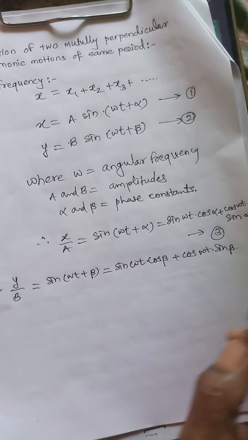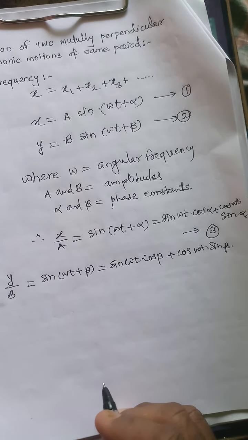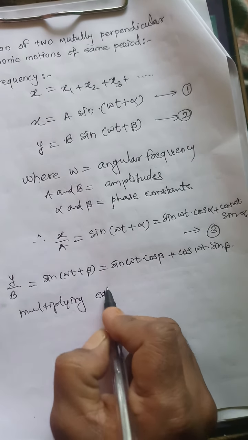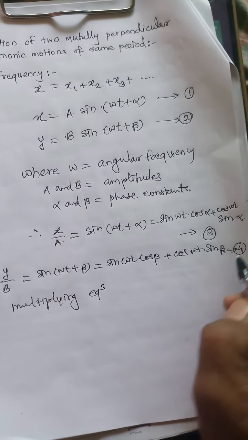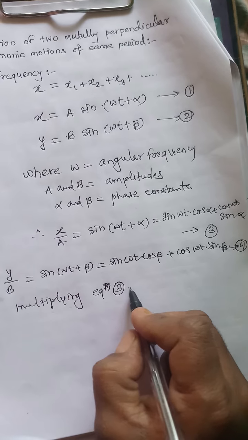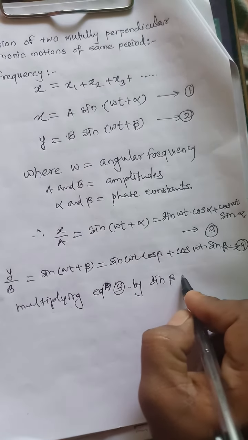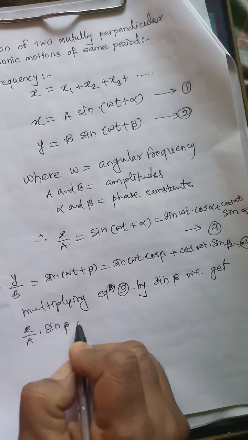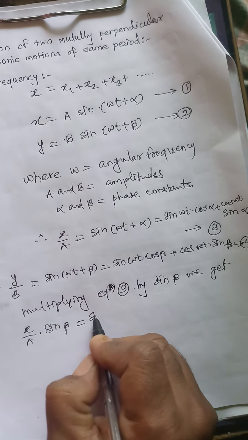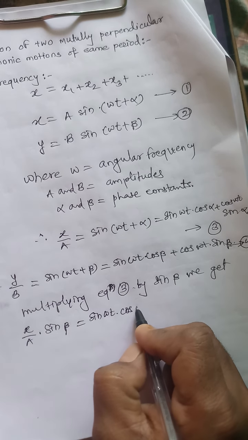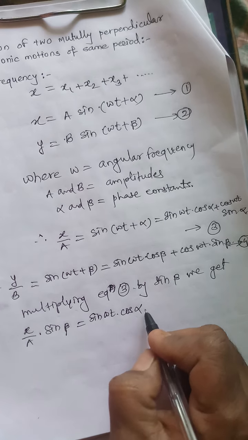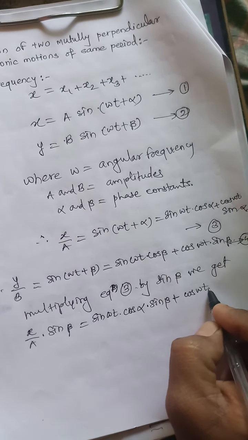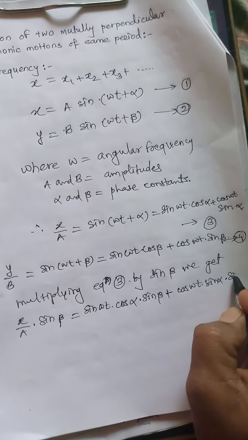Now, multiplying equation 3 by sin beta, we get x upon a into sin of beta is equal to sin of omega t into cos of alpha into sin of beta plus cos of omega t into sin of alpha into sin of beta.